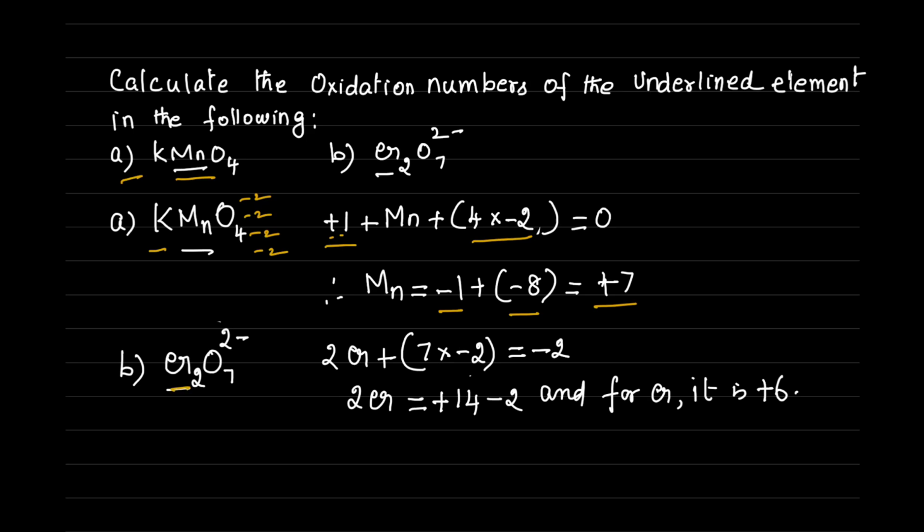Here, the contribution due to oxygen is 7 into -2, plus the oxidation numbers of 2 chromium. The algebraic sum is equal to -2. So for 2 chromium, it becomes +14 -2, and for 1 chromium, it comes to +6.